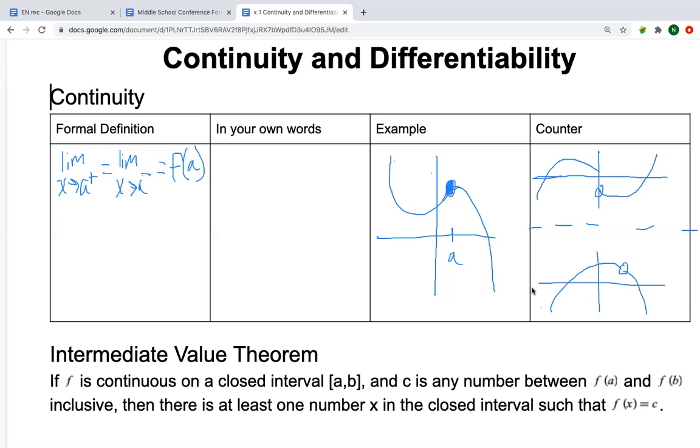But basically, if you can't trace the entire function without picking up your pencil, then it is not continuous. If I can trace the whole thing without lifting my pencil off the paper, then it is continuous. But here, if I try to trace it, oh, I had to pick up my pencil. Or this one, oh, I got to skip over the circle. I picked up my pencil. So that means it is discontinuous, okay?